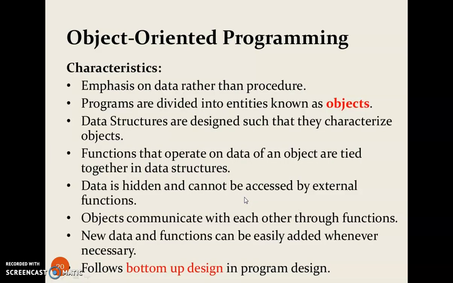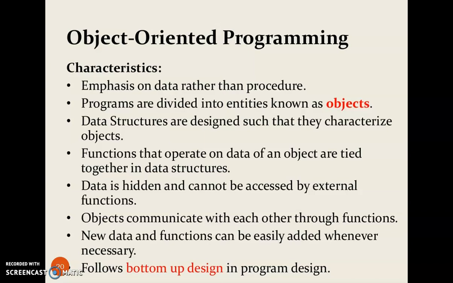What are the characteristics of object-oriented programming? Mainly it focuses on the data and not on the procedure. The programs are divided into entities known as objects. The data structures are designed such that they categorize the object. In OOPs, the functions that operate on data of an object are tied together in data structures. Here the data is hidden and cannot be accessed by external functions, so data is protected. So security is provided here.